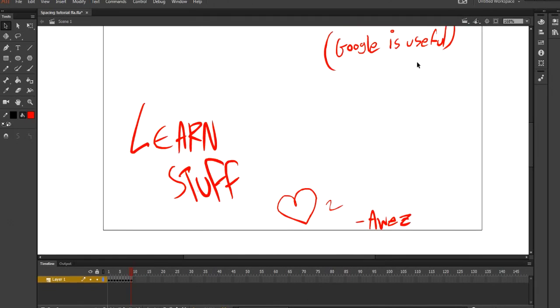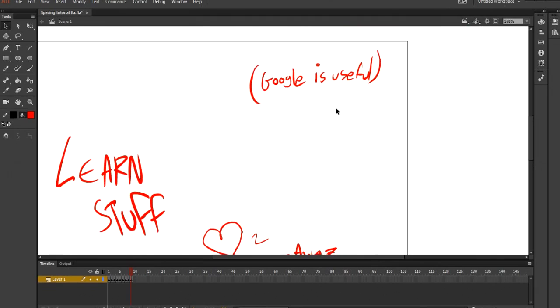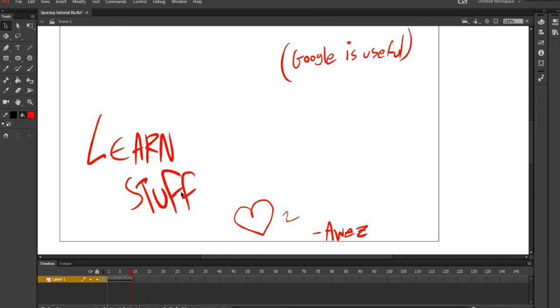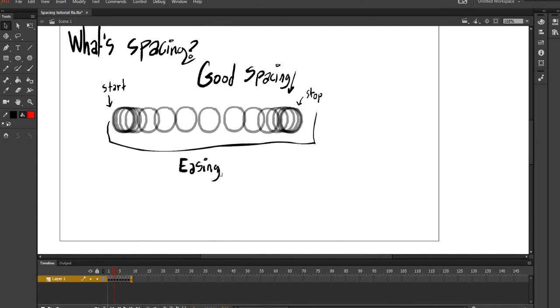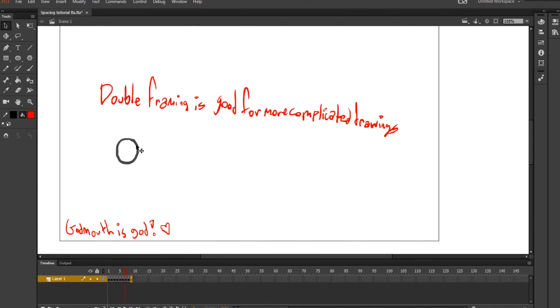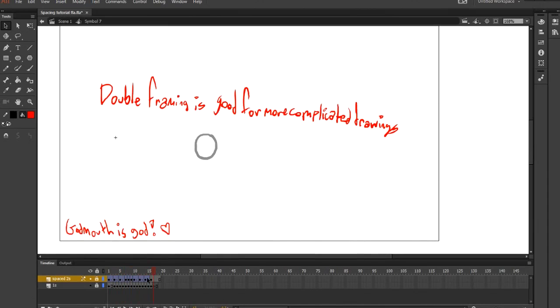Anyways, with this sort of knowledge you hopefully gained, look at other people's animations, preferably frame by frame, and see, man, this stuff's pretty good. A good example of that would be an animator called Godmouth from some years ago. He has amazing spacing, in the sense that, like what I did with the double framing, at least, wherever that was, I don't remember.